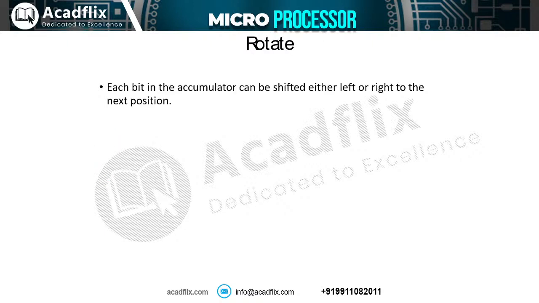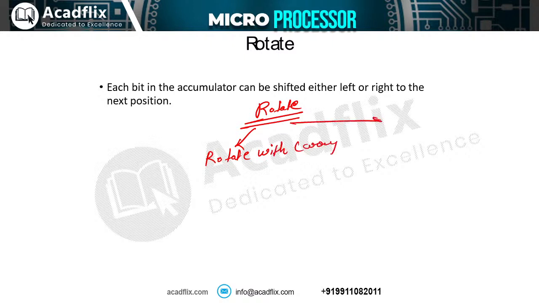Rotate operation. Each bit in the accumulator can be shifted to either left or right. So rotate instructions are of 4 types: rotate left, rotate with carry and rotate without carry.